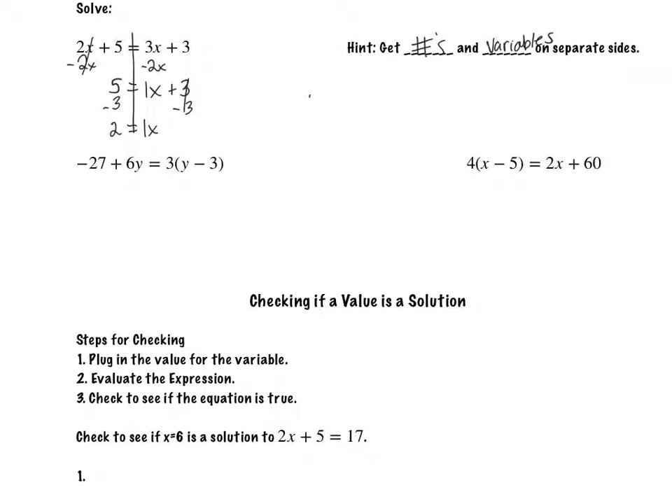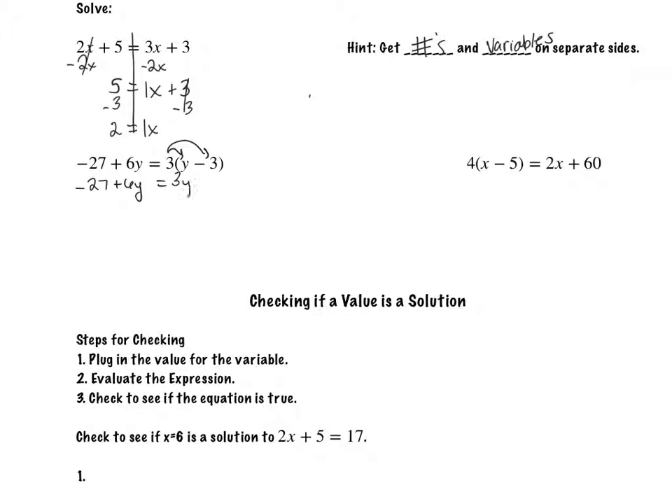Sometimes you have a multi-step kind of thing. So that was a 2-step, 3-step equation. You'll have to get rid of the parentheses first if you have that. So we want to distribute that 3 to both things inside. So I'm going to leave this side completely alone, that negative 27 plus 6y. I'm going to leave it alone. I'm going to distribute that.